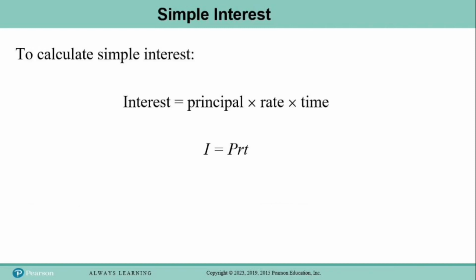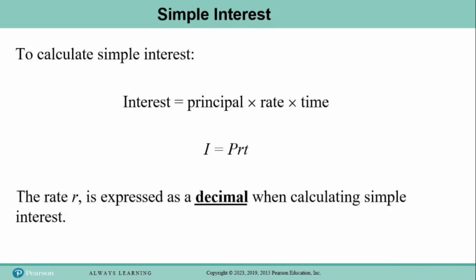So here is the formula that we will use to calculate simple interest. It's just interest equals the principal times the rate times the time. When we write it down, I equals PRT. And there are a couple of things you need to know here. The interest rate, R, has to be expressed as a decimal.